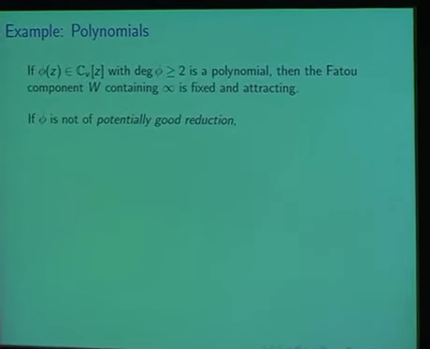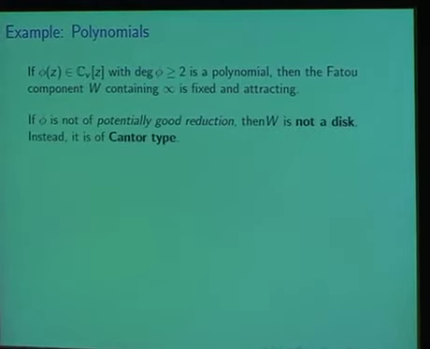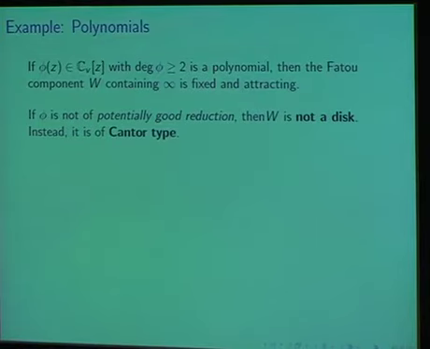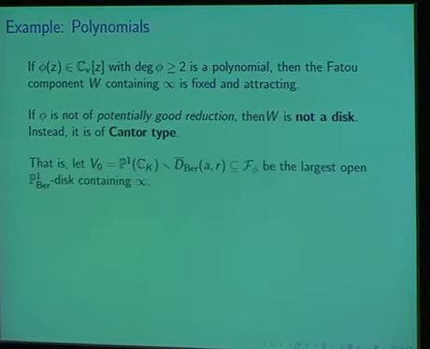So phi is not just a stupidly simple map. It turns out that the component of the Fatou set containing the fixed point at infinity is definitely not a disk if you're not in potentially good reduction. Instead, it's called being of Cantor type, which means the following.